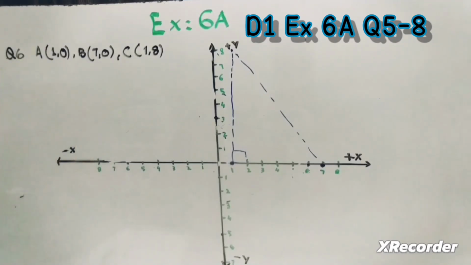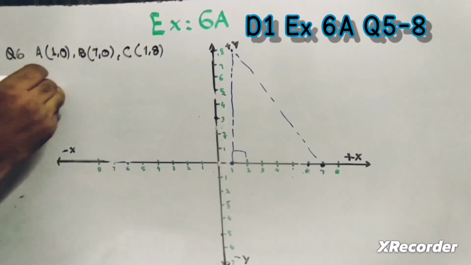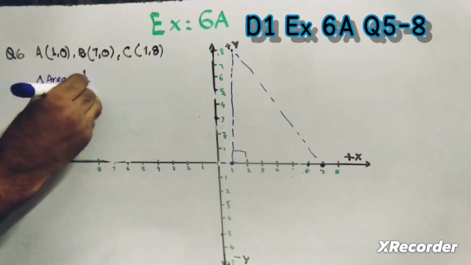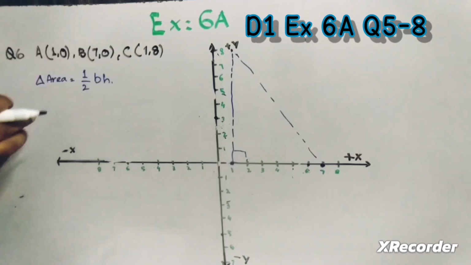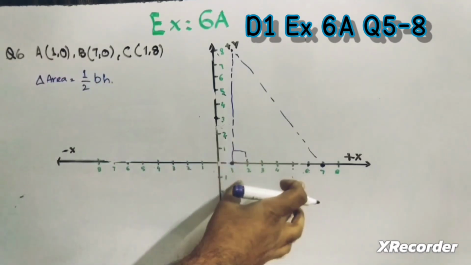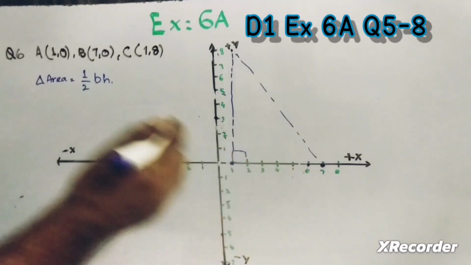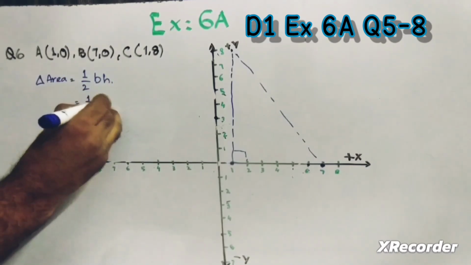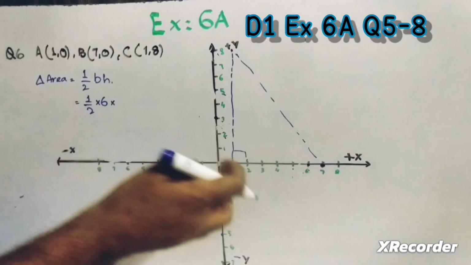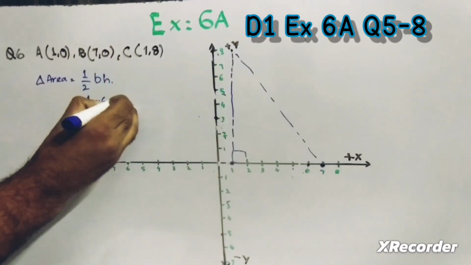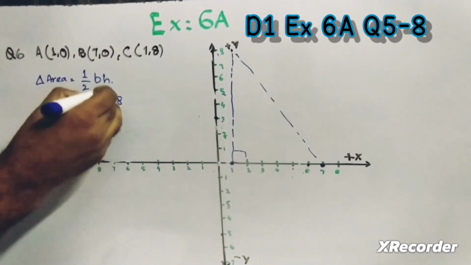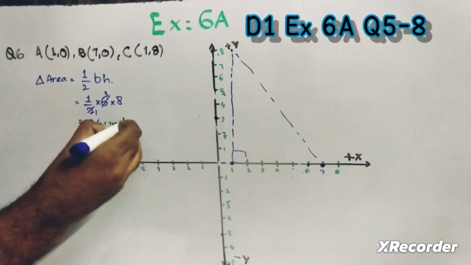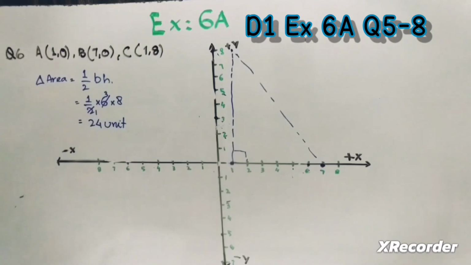Now we have to find the area. What is the area of a triangle? Triangle area is equal to half times base times height. B is the base of the triangle, that is how many units? 6 units. And what is the height of our triangle? 8 units. Half times 6 times 8: 2 times 1 is 2, 2 times 3 is 6, and we get 24 unit square. So the area of the triangle is 24 unit square.